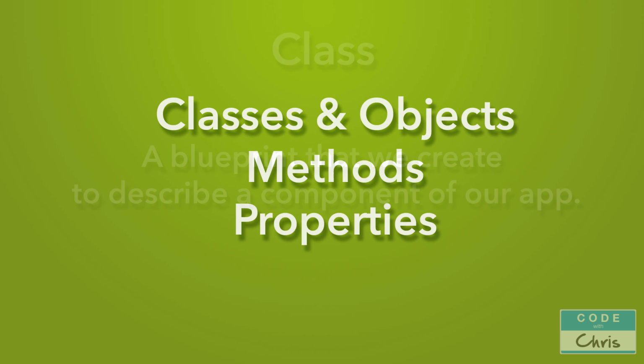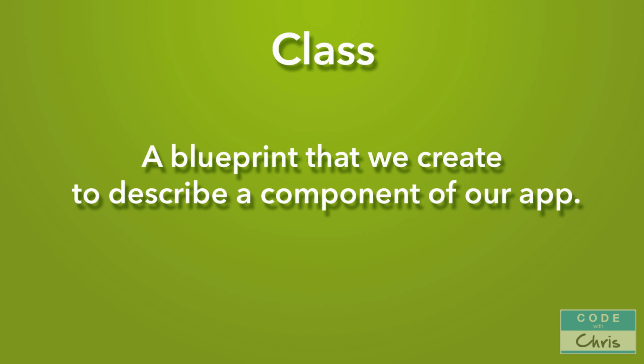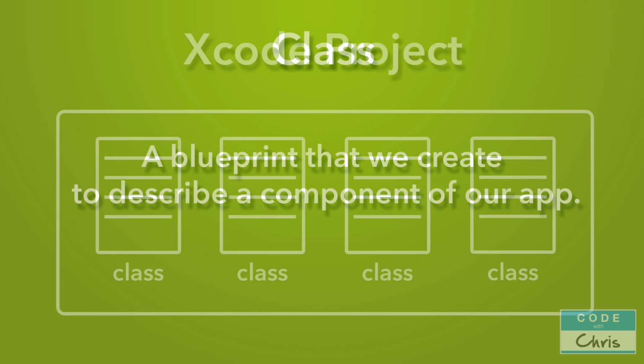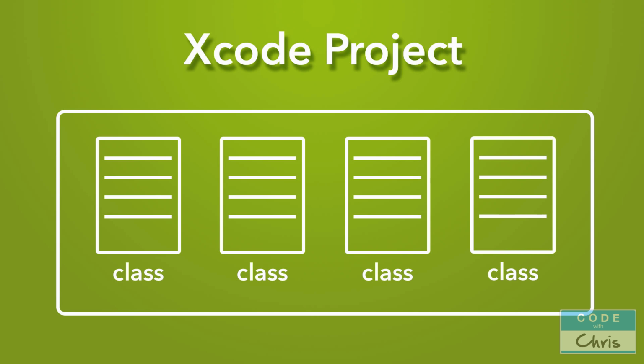The first concept is a class. A class is a blueprint that we can create to describe a component of our app. When we're making an app in Xcode, really all we're doing is creating classes to describe the various components in our app and how they interact with each other.